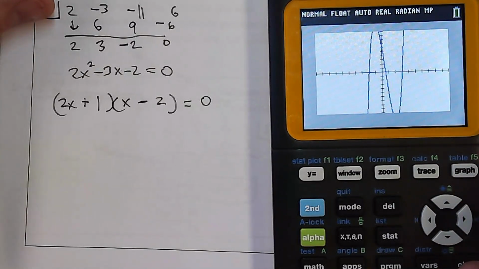Was it Kimber that said that used the calculator? Who?